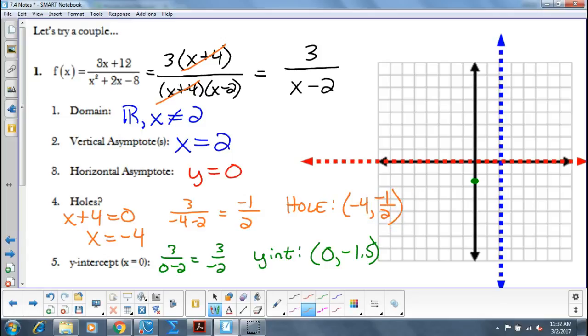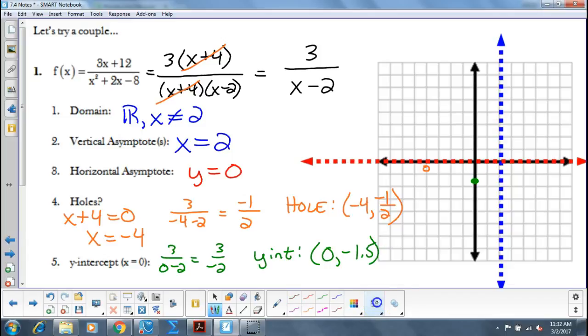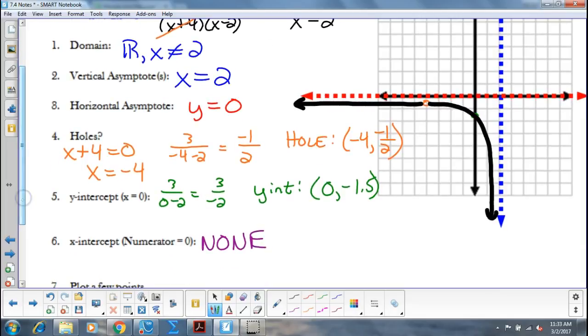So I go 1, 2, 3, 4, and I put an actual hole on my graph. Do I need any more on that left sector of my graph? I think we got 2. 2 is good. Come through, stop, pick up, continue on. Do I need some on the right side of my graph? Yeah, probably at least 1, right? Maybe 2.